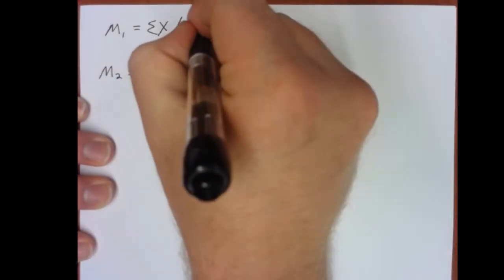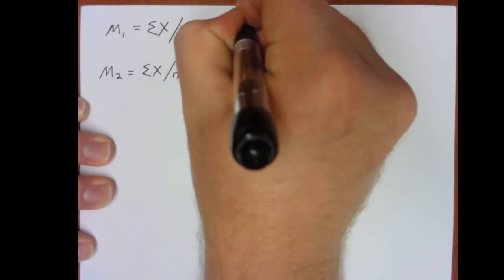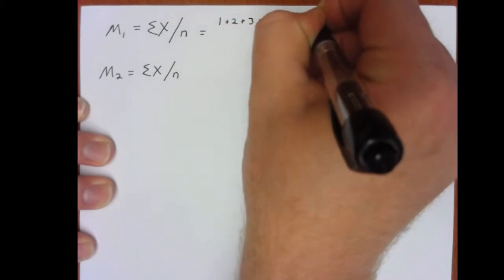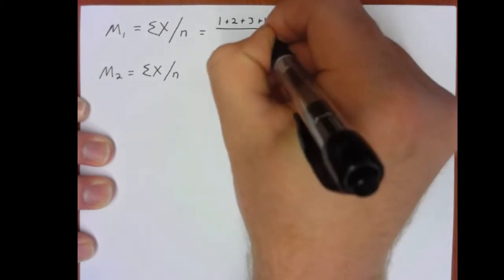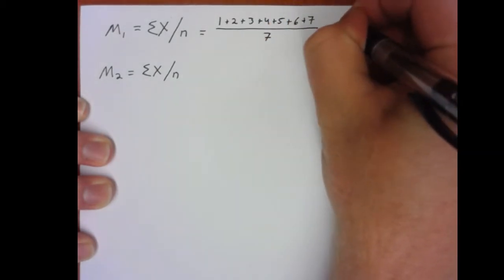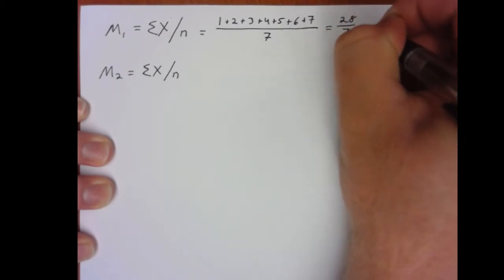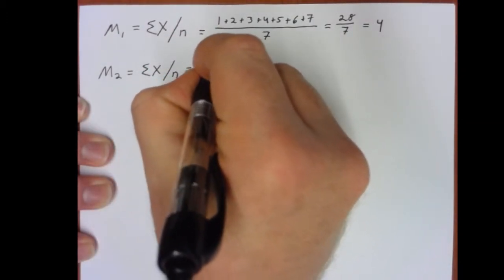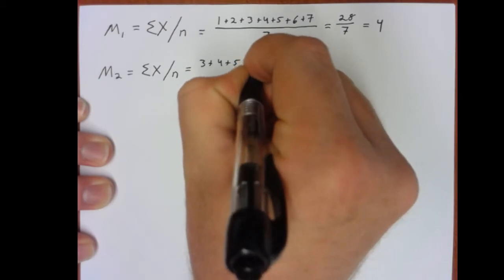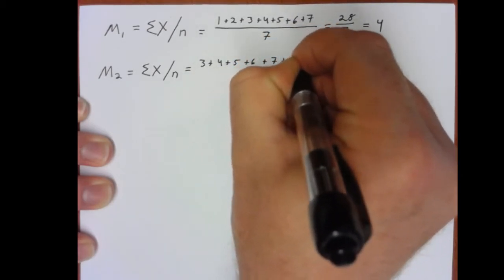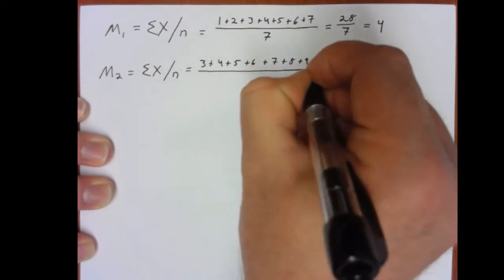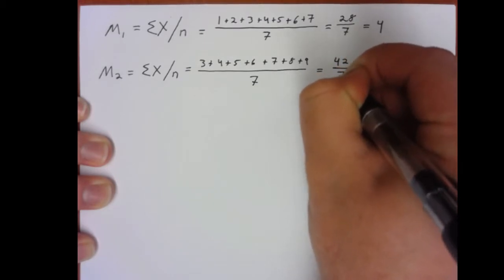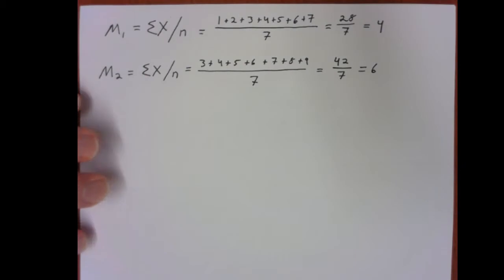And we can go ahead and do that here real quick, because that would be 1 plus 2 plus 3 plus 4 plus 5 plus 6 plus 7 divided by 7 scores, which would be 28 divided by 7 to get us 4. Here, that would be 3 plus 4 plus 5 plus 6 plus 7 plus 8 plus 9 divided by 7 scores to get us 42 divided by 7, and so that brings us to 6.